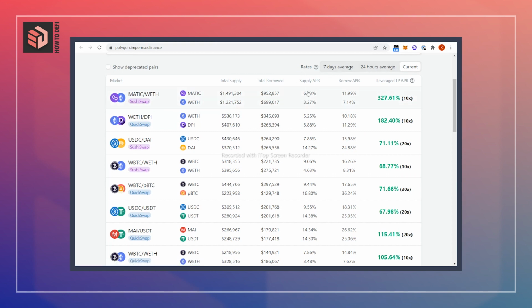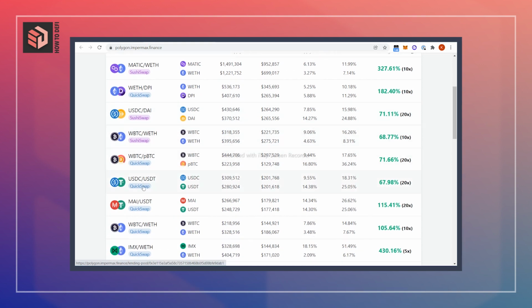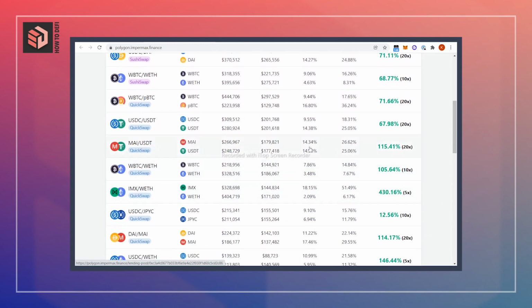But again, we're looking here just at the supply side, and today I'm going to be using USDC. So I'm looking at where I can get a high return for supplying USDC. So there's a USDC-DAI pair on SushiSwap that's giving 7.85%, but then there's also a USDC-USDT pair on QuickSwap that's giving 9.55% right now. So I'm going to go with this pair.